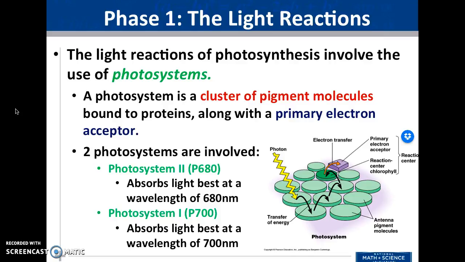So when we're looking at this, the way we want to think about this is a cluster of pigments waiting to absorb light. One cluster absorbs a certain type of light really well, and the other absorbs a different type of light really well. They have these things called primary electron acceptors, which are going to absorb the energy that comes in from the light, or from the sun.